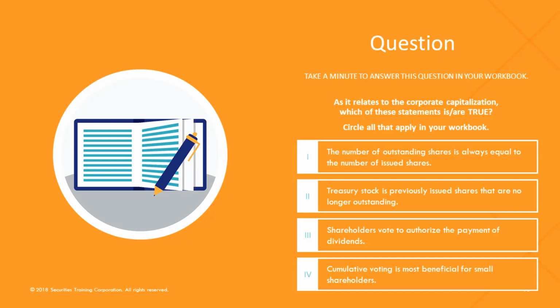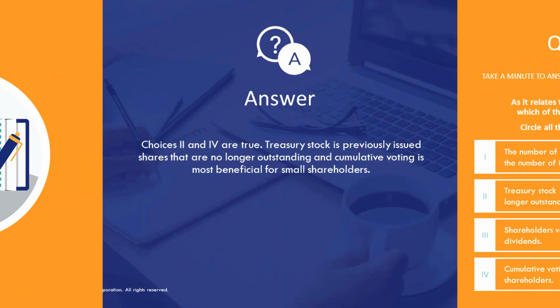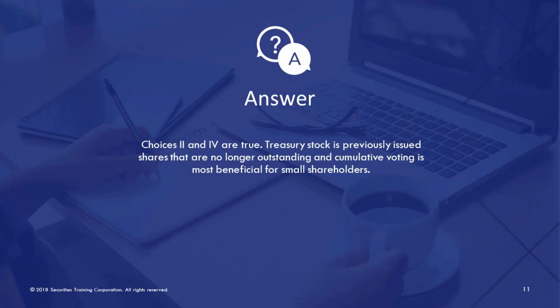2, treasury stock is previously issued shares that are no longer outstanding. 3, shareholders vote to authorize the payment of dividends. And 4, cumulative voting is most beneficial for small shareholders. So please take a minute and circle in your book which, if any of those, would apply. Okay, 2 and 4 are correct.